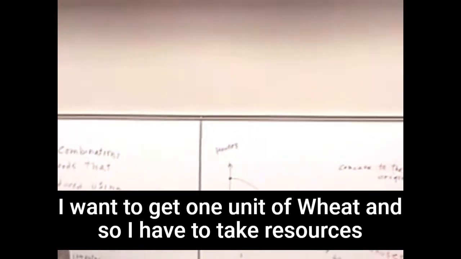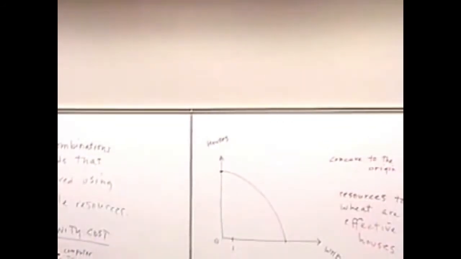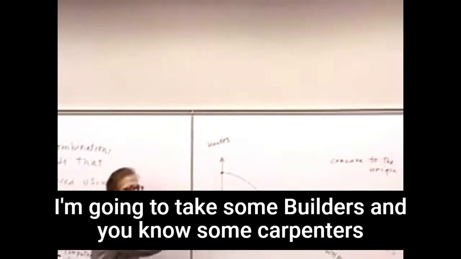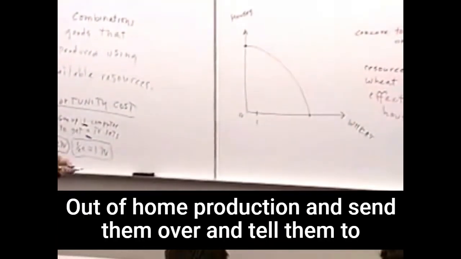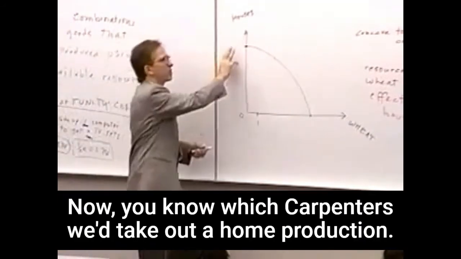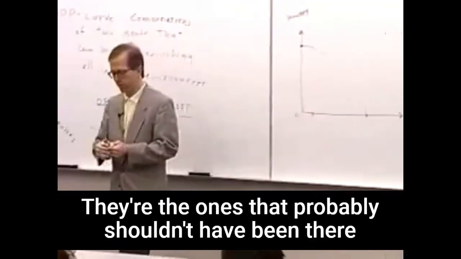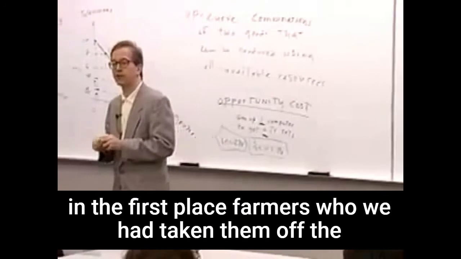And so I have to take resources away from producing homes. I'm going to take some builders, some carpenters and so forth, out of home production and send them over and tell them to produce wheat. Now, you know which carpenters we'd take out of home production. They're the ones that probably shouldn't have been there in the first place.